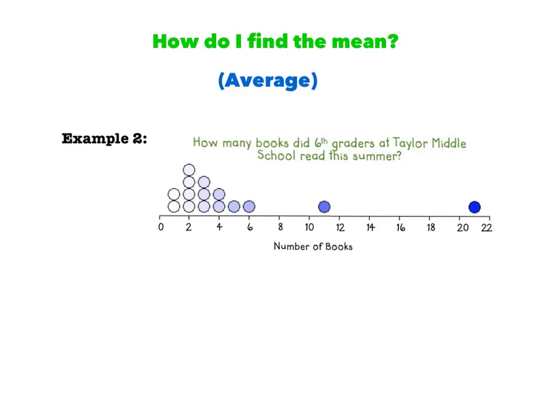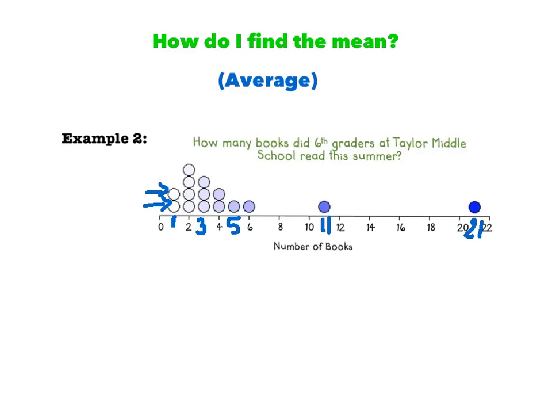So let's look at a second example. Here is a number line that is showing a set of data. It's showing us how many books the 6th graders at Taylor Middle School read this summer. You have to note that because it's numbered by 2, but I've got some items in between, I need to note what these numbers are. And now because I've got 2 dots on the 1, I need to count 1 twice.